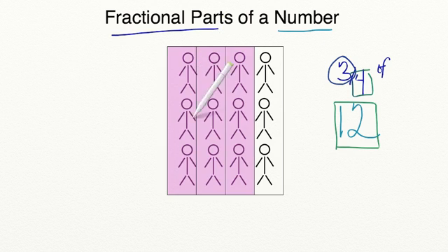So I'm going to shade in 3 groups, and that's going to tell me how many students out of 12 students in all are girls. So I have 1, 2, 3, 4, 5, 6, 7, 8, 9. So that tells me that 3/4 of 12 is equal to 9. And we used a simple diagram to be able to chart out our fractional part of our whole.